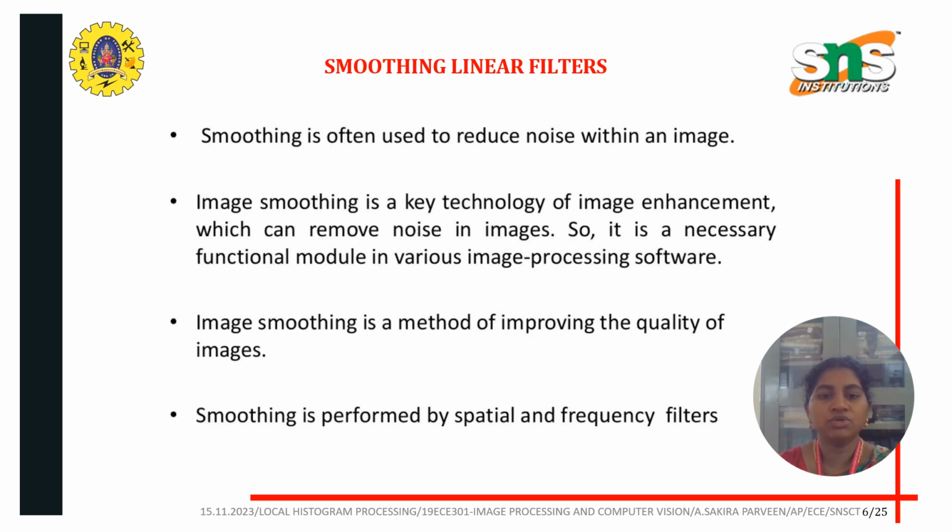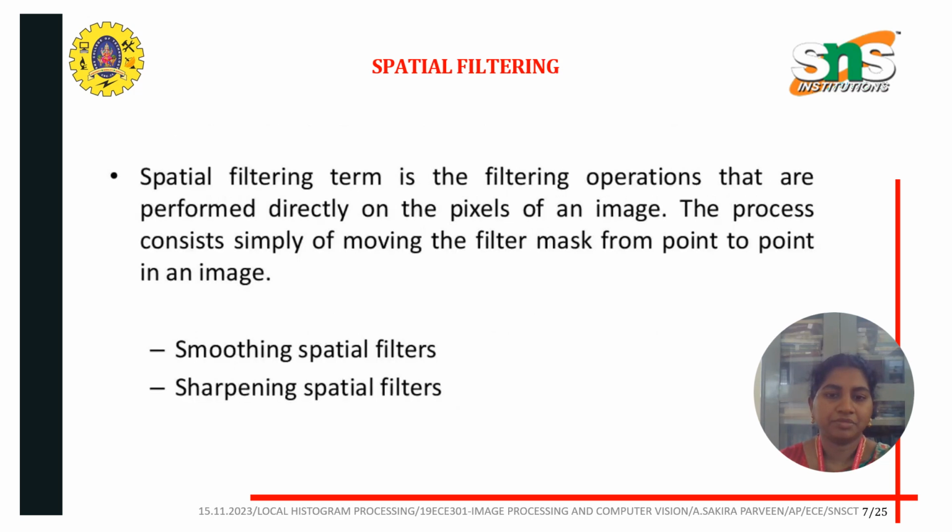So next is the smoothing linear filters. Smoothing is often used to reduce noise within the image. Image smoothing is the key technology of image enhancement, which can remove the noise in images. It is a necessary functional module in various image processing software. So next is spatial filtering. Spatial filtering term refers to filtering operations that are performed directly on the image pixels. The process consists simply of moving the filter mask from point to point in an image. It has two types: smoothing spatial filters and sharpening spatial filters.